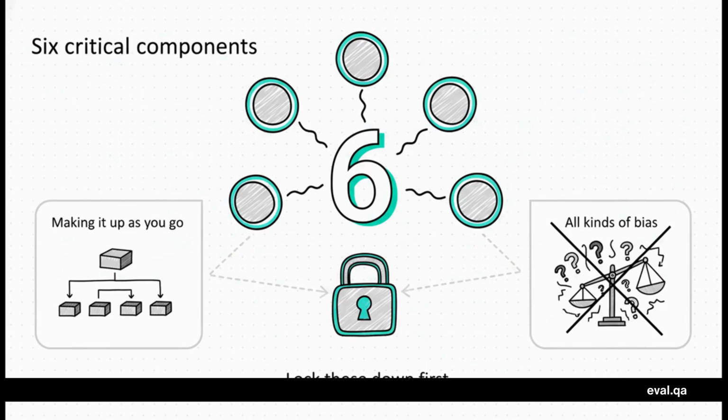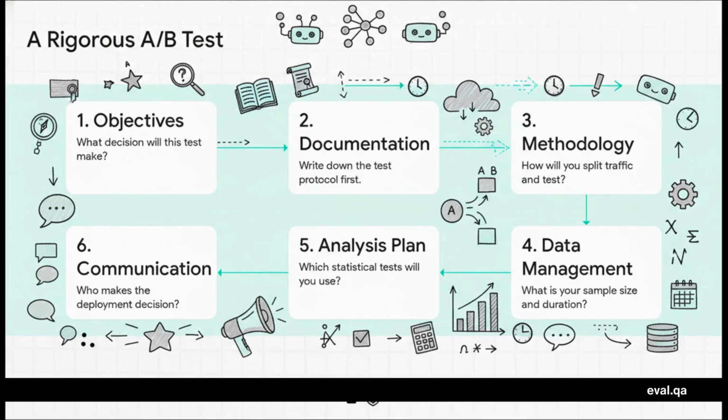And that's the whole point, right? If you don't lock this stuff down first, you're just winging it, and that leaves the door wide open for all sorts of bias to creep in. Let's just walk through them really quick. You need crystal clear objectives, like what decision are you actually trying to make with this test? You need to document everything beforehand. You've got to design the methodology, plan how you'll manage the data, define your entire analysis plan down to the exact statistical tests you'll run, and finally, figure out how you'll communicate the results. The real power here is that this whole process stops you from moving the goalposts halfway through the game just because you don't like the score.